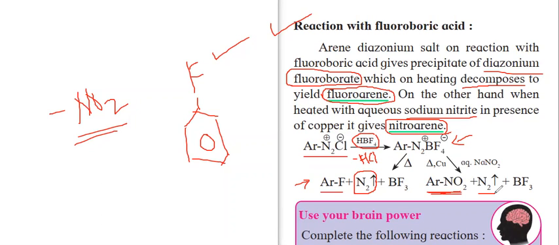Very simple reaction. You just have to replace the diazonium group with fluorine or a nitro group. Please try to solve other examples for CET purposes. Most of the time the aromatic group is a big group, as I already told you. Don't focus on that, see the reagent only.